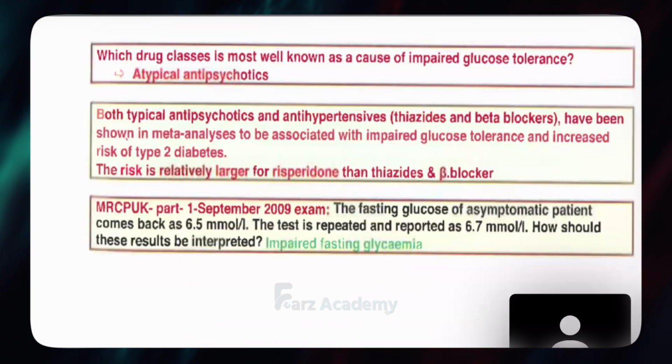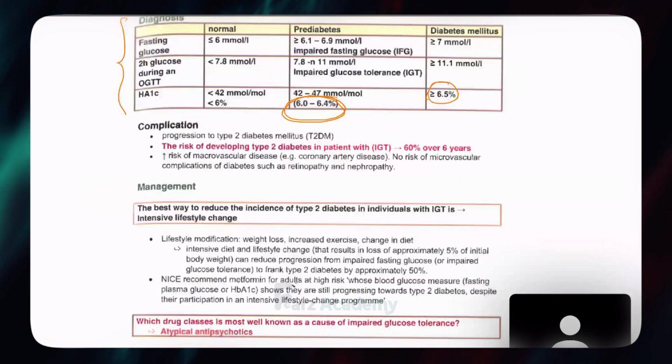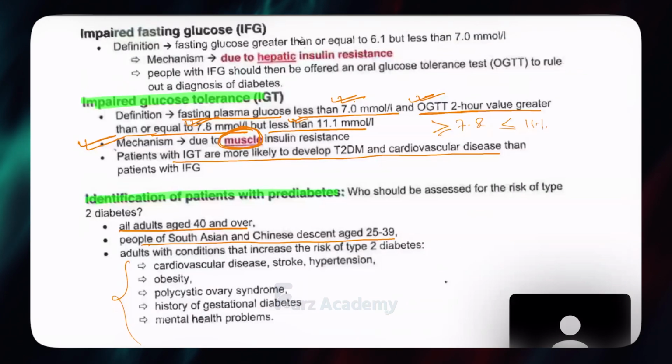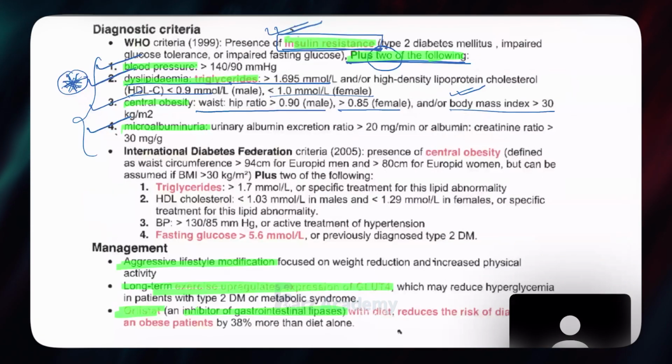So these are some of the MCQs. Atypical antipsychotics are most well known as the cause of impaired glucose tolerance. Both typical antipsychotics and drugs like thiazides and beta blockers are also associated with impaired glucose tolerance. And this question again, as I told, the values you need to remember, because these questions have previously been asked. So this chart, these values are very important. The values, unfortunately, you need to remember, and also these values for the diagnostic criteria.